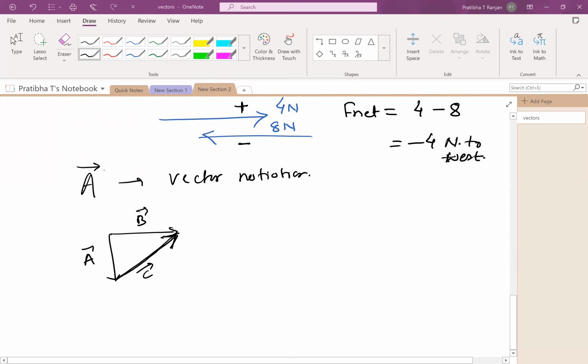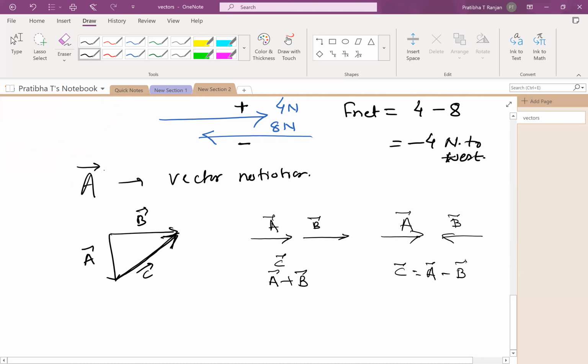If the two vectors are acting in this way, vector A and vector B, then the resultant will be simply A plus B, right? If one is acting in this way and one is acting in this way, my vector C will be vector A minus vector B, right? And if two vectors are acting like this, one arrow to the other arrow, we can draw it like this. Okay, wait, this is, then this is C here.